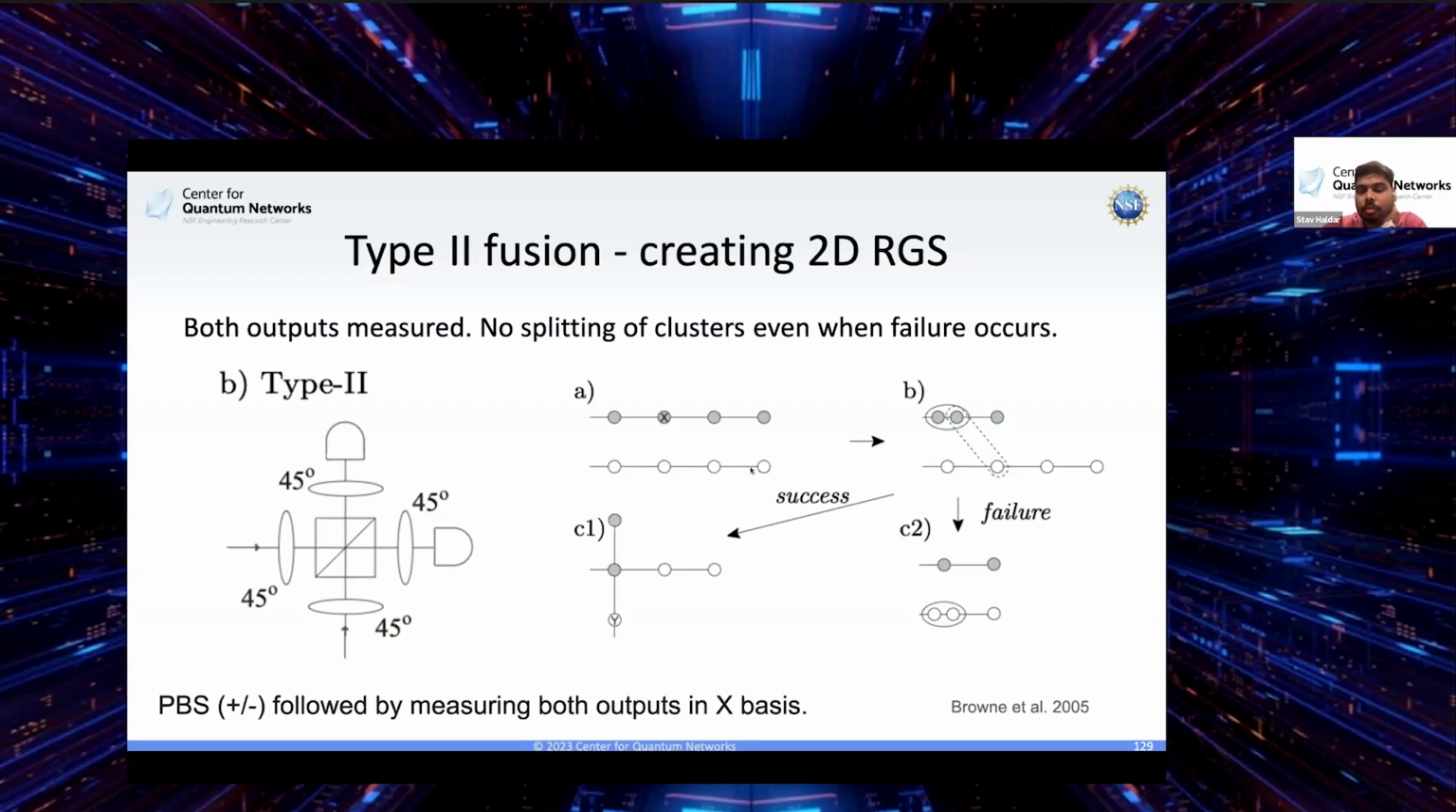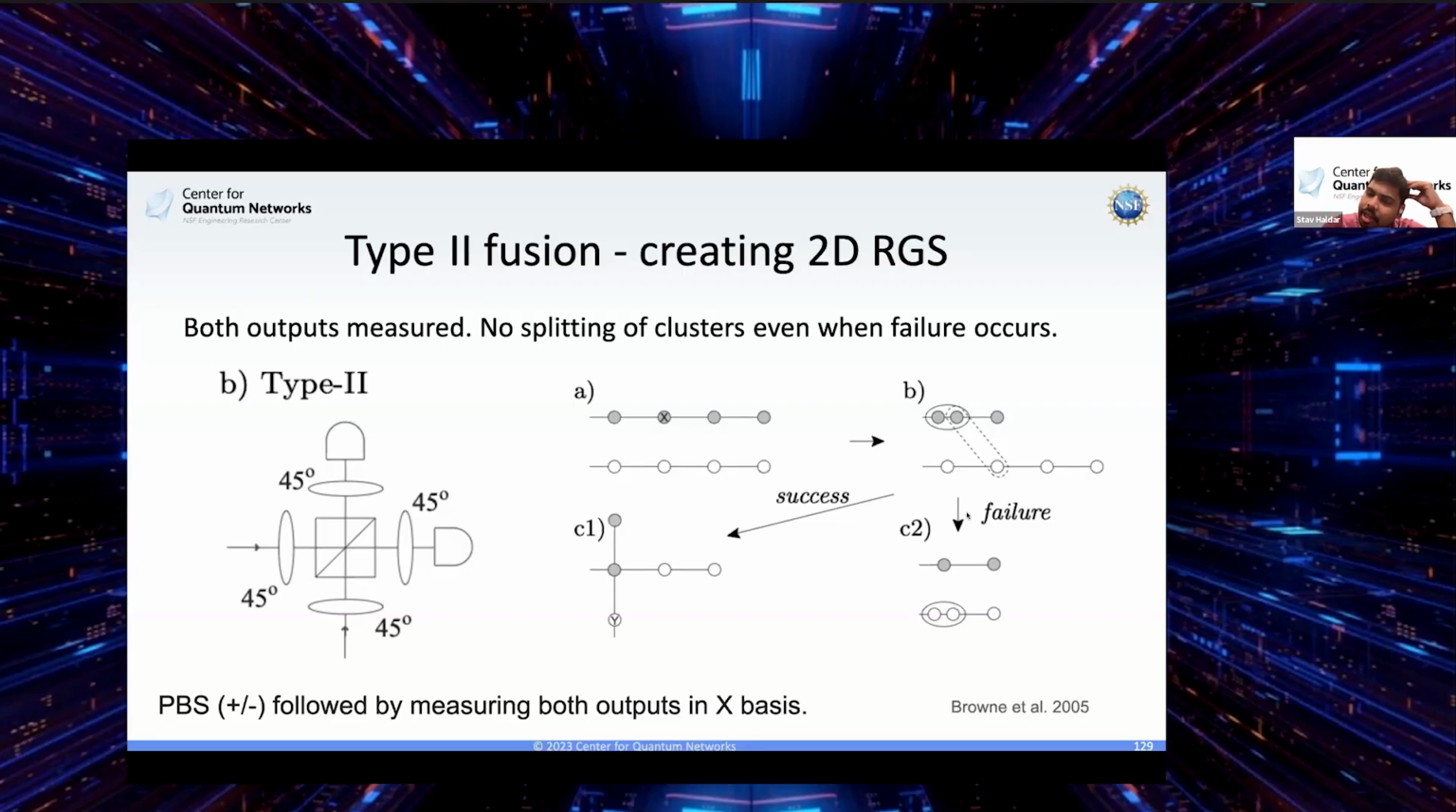And here what happens is, when you try to create a two-dimensional graph state, if you succeed, which is this pathway from A to C1, then you see that things are very much similar to the type 1 situation, right? You do a single X measurement that fuses two of the qubits, and then you do one more X measurement that just joins the top cluster state to the bottom cluster state, and you get a 2D state. So all good. Then you have to do some adaptive measurements and so on, but that's roughly the scheme.